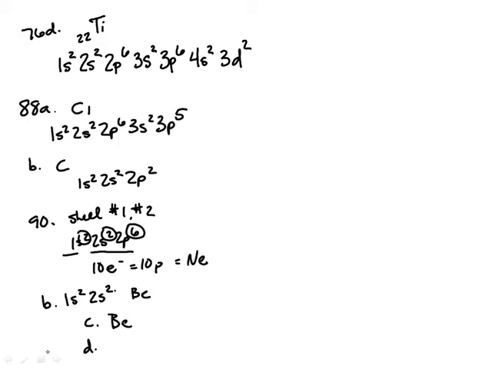For letter D, 2 completely filled p subshells. So I'm looking for 2 p subshells that are totally full. So 1s2, 2s2, 2p6. There's my first completely full p subshell, but I need another one. So now I go 3s2, 3p6. There's my second one. Now who is that? Well, I go to the third row, to the end of the p block, because that would be p6, and I find that it's argon.